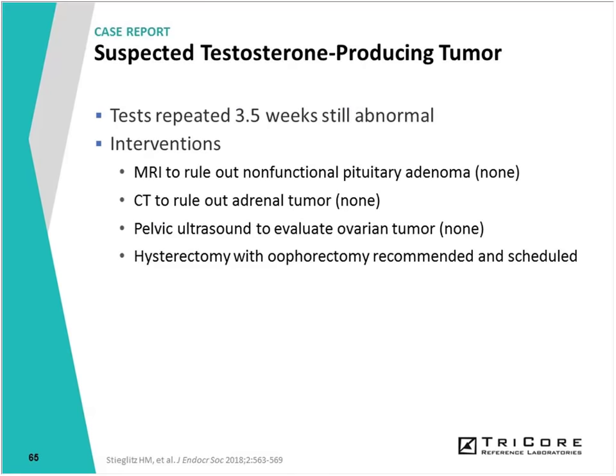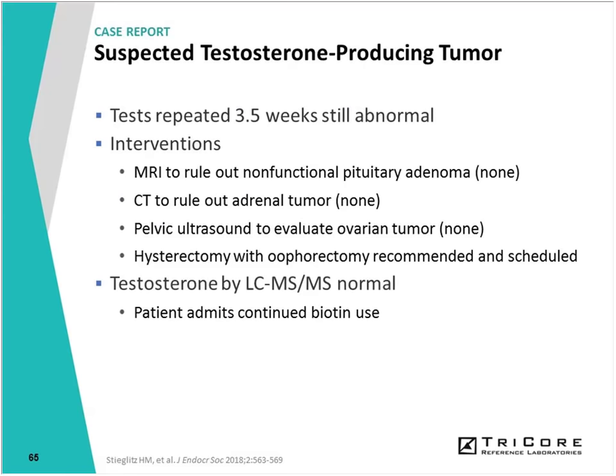So the patient underwent actually several interventions to investigate the cause. She had an MRI to rule out a pituitary adenoma, but there was none, a CT to rule out an adrenal tumor, but there was none. She had a pelvic ultrasound to evaluate an ovarian tumor, and nothing was found. So she was scheduled to have her uterus and ovaries removed surgically because a small testosterone-secreting tumor couldn't be ruled out. Testosterone was then measured by a tandem mass spec method, which is not susceptible to biotin interference, and the results of the testosterone were normal.